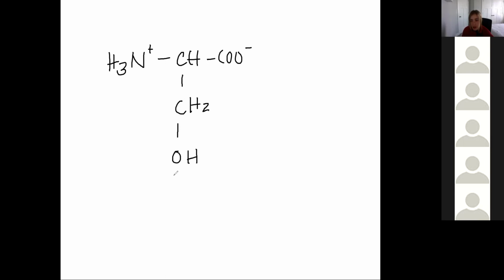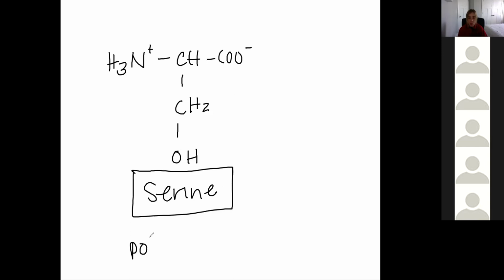That is not the same as a carboxylic acid, okay? Please, please, please. He likes to do that on tests. And it's just an alcohol here, okay? Cool, so this is serine. And he is a polar amino acid.